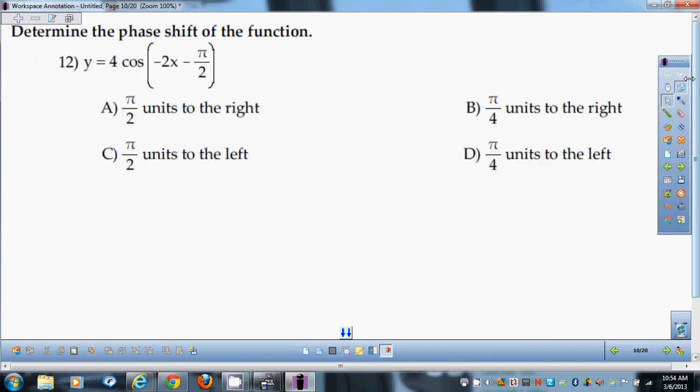Phase shift is trigonometric functions, sine or cosine is what I would have accepted. This one happens to be cosine. What is the formula for the phase shift of a function? Negatives.